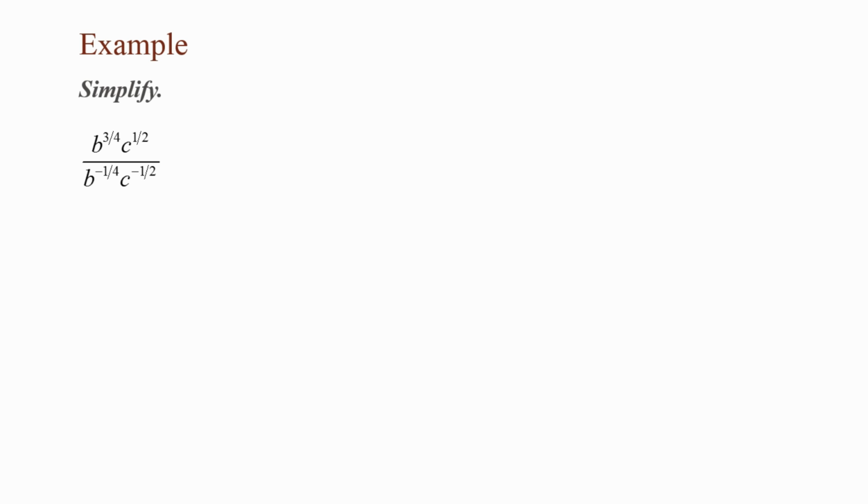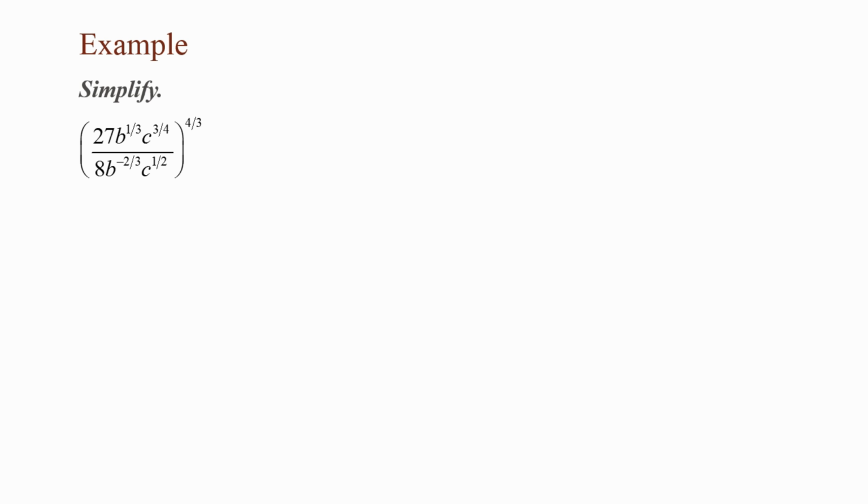In this example, I need to simplify b to the 3/4 c to the 1/2 divided by b to the negative 1/4 c to the negative 1/2. Since I'm dividing my variables, I subtract the exponents, which gives me b to the 3/4 minus the negative 1/4, c to the 1/2 minus negative 1/2. 3/4 minus negative 1/4 becomes 4 over 4, and 1/2 minus the negative 1/2 becomes 2 over 2. So I have b to the 4 over 4 times c to the 2 over 2, which reduces to b times c.